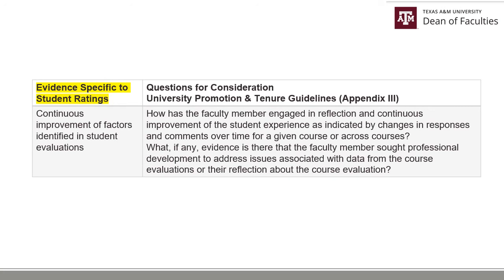Continuous improvement of factors identified in student evaluations. What evidence is presented supporting continuous improvement in teaching? Is there reflection on student evaluation feedback, student performance, etc.? Has the faculty member engaged in faculty professional development in teaching related to feedback and reflection?